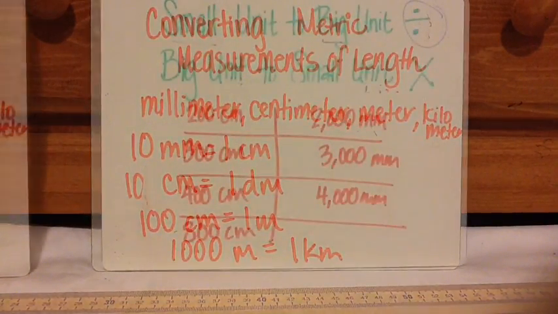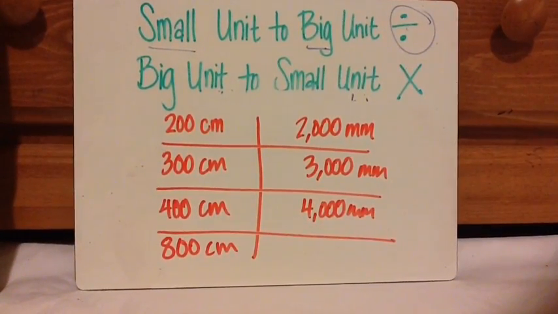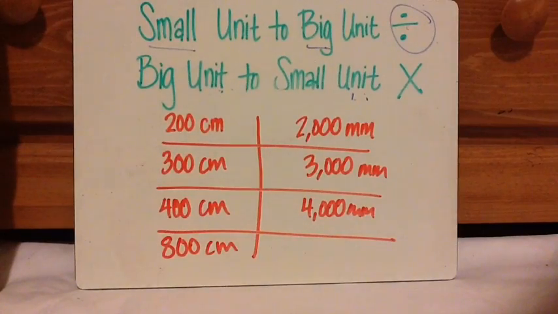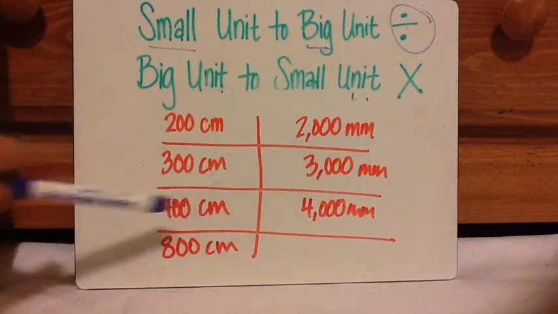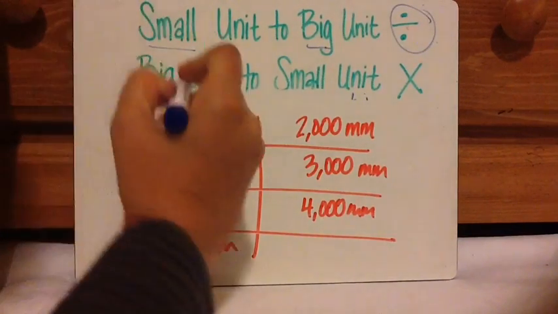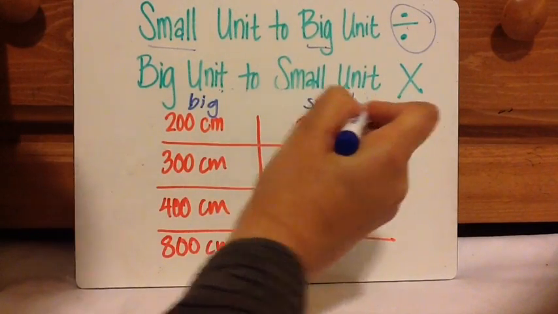So just like in the last clips with customary, we have a table. We are told 200 centimeters is 2,000 millimeters. 300 centimeters is 3,000 millimeters. 400 centimeters is 4,000 millimeters. So what would be 800? So we're going to recognize that this is a bigger unit than this one. So we're going from big to small.